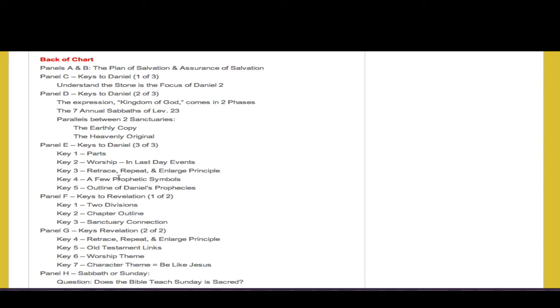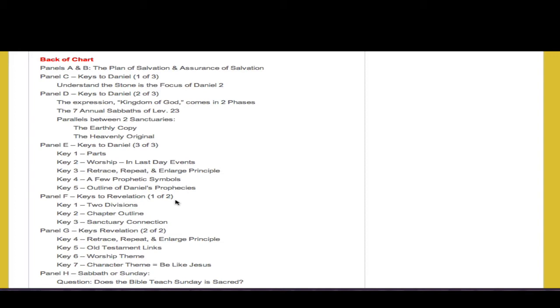The third key is what I call a retrace, repeat, and enlarge principle. In other words, Daniel will go over certain things and then enlarge them. The fourth key is a few prophetic symbols. The fifth key is an outline of Daniel's prophecies.